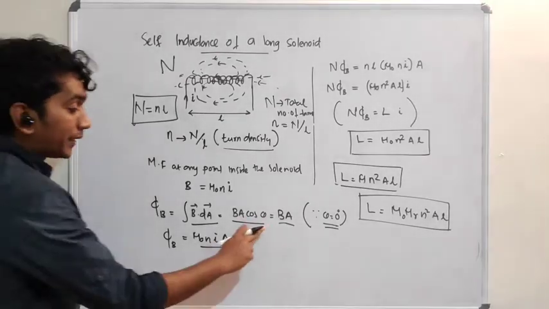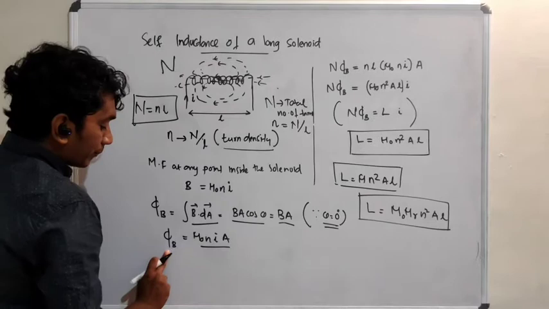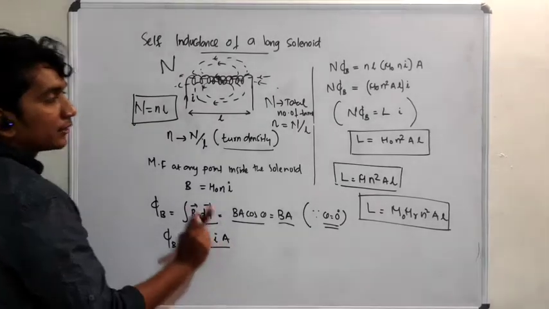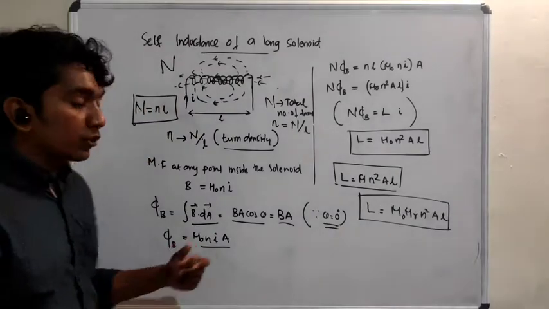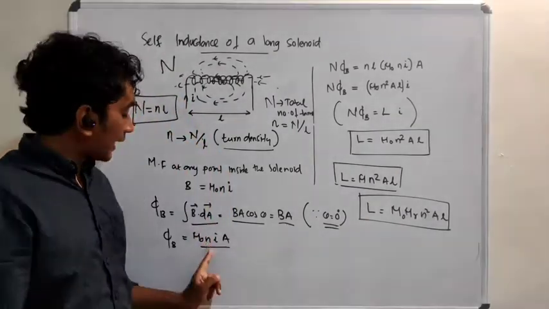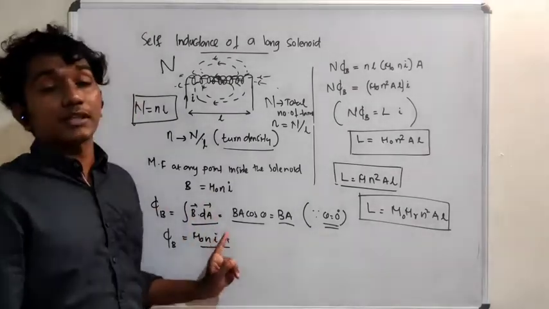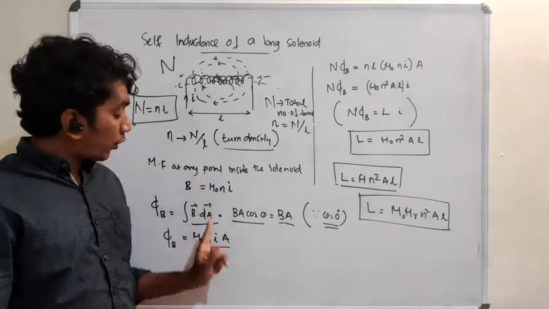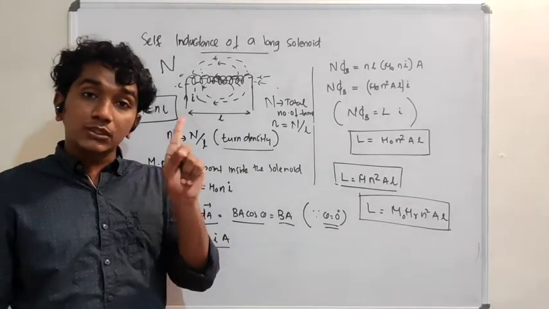And also, what is B? B we know is mu 0 n I. Substitute that, so phi B is equal to mu 0 n I into A. This is actually the phi B due to one single turn, because mu 0 n I is the magnetic field associated with it. So mu 0 n I into A is the flux linked with one coil.